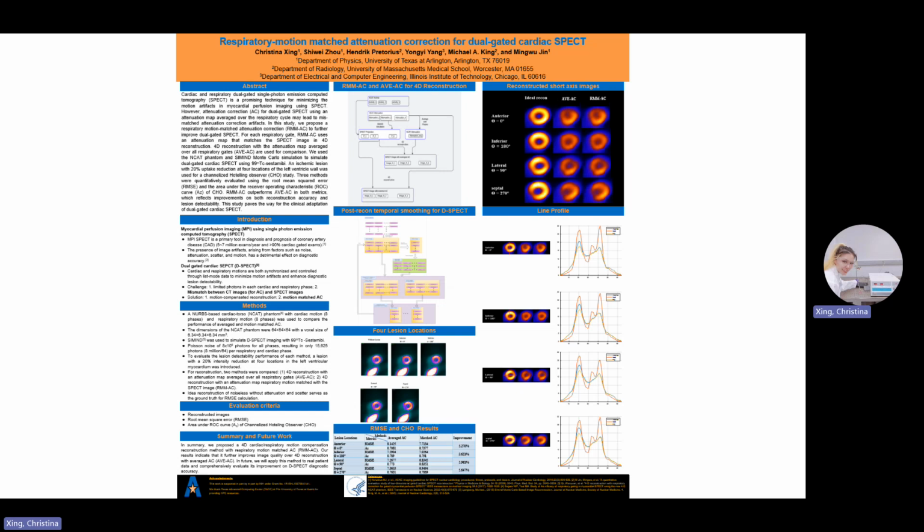I am delighted to share our development of an attenuation correction algorithm to compensate for both cardiac and respiratory motion, which can eliminate both motion artifacts caused by heart and lung movement and attenuation artifacts.